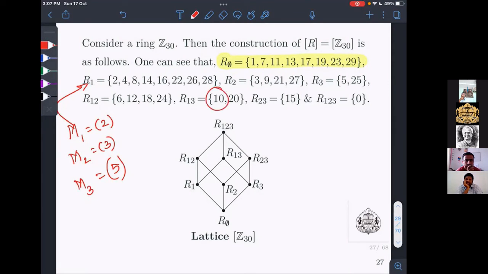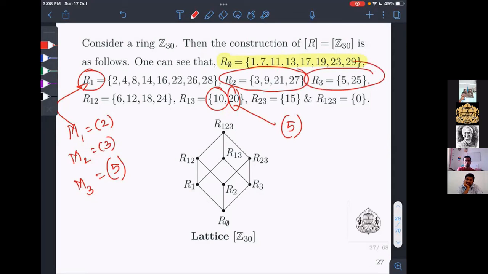So you will ask me why 10 is not there or 20 is not there. Because I'm saying that these are the elements which are in M1, but not in the rest of the ideals. But you can see that this element will be in the ideal generated by 5. So I'm partitioning the set. Those which are present in the ideal generated by 2 will be denoted by R1. Those in the ideal generated by 3 are in R2, and similarly R3 and so on. So this is the Hasse diagram of square R.